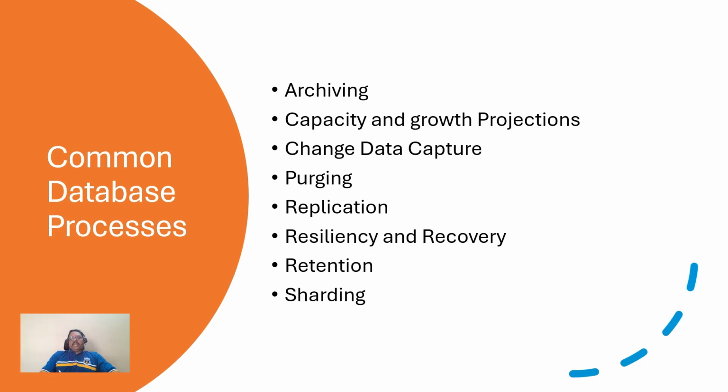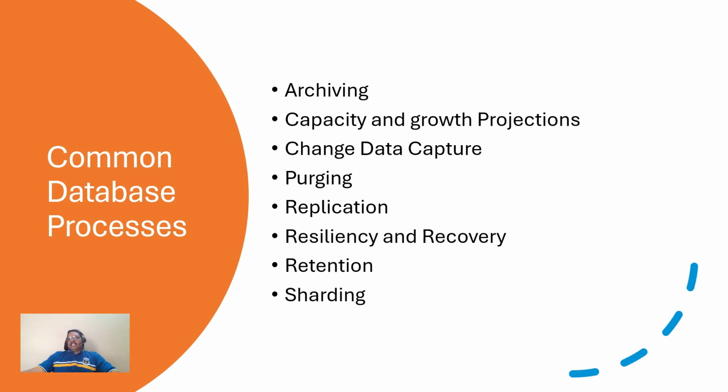So DAMA DMBOK Chapter 6 also talks about some common database processes. Again, I repeat, you need to go through the chapter multiple times to get everything. It's only giving an outline. So the common database processes are archiving, capacity and growth projections, change data capture, purging, replication, resiliency and recovery, retention, and sharding.